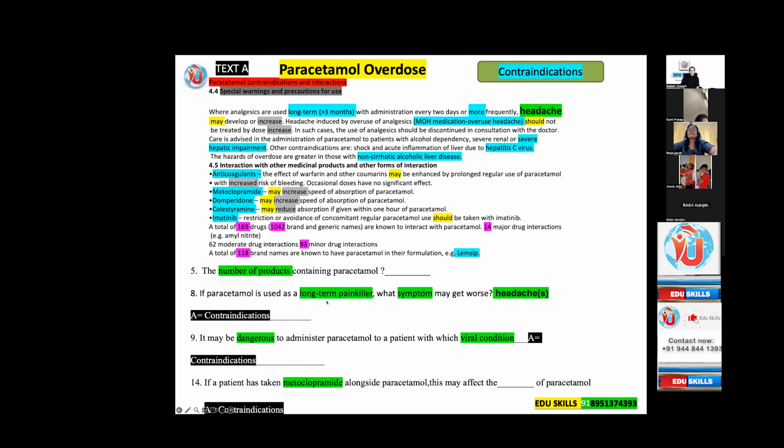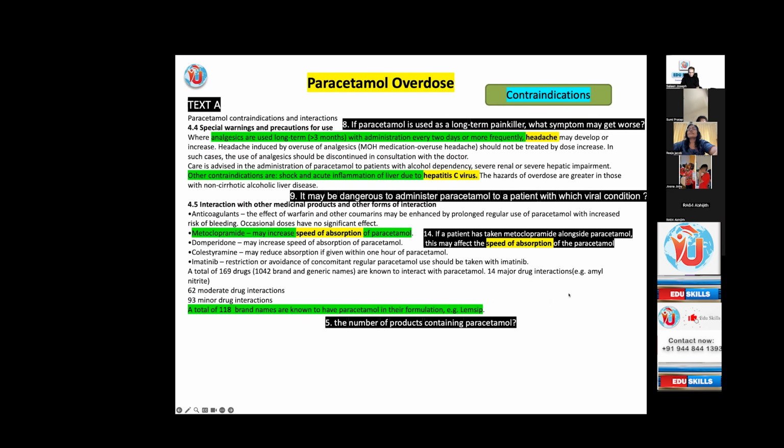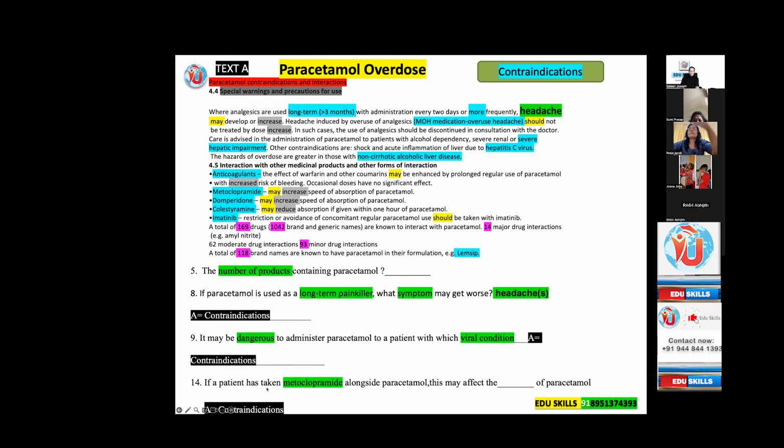Now you have, if paracetamol is used as a long-term painkiller, what symptom may get worse? Okay, you have here, right? Long-term, 3 months. Headache may develop or increase. Instead of worse, they have said develop or increase. It may be dangerous to administer paracetamol to a patient with which viral condition. One viral condition you have is the answer. You have only one virus here, hepatitis C virus. Okay, and the other one is the name of the medicine here. If a patient has taken metoclopramide alongside paracetamol, this may affect dash of the paracetamol.